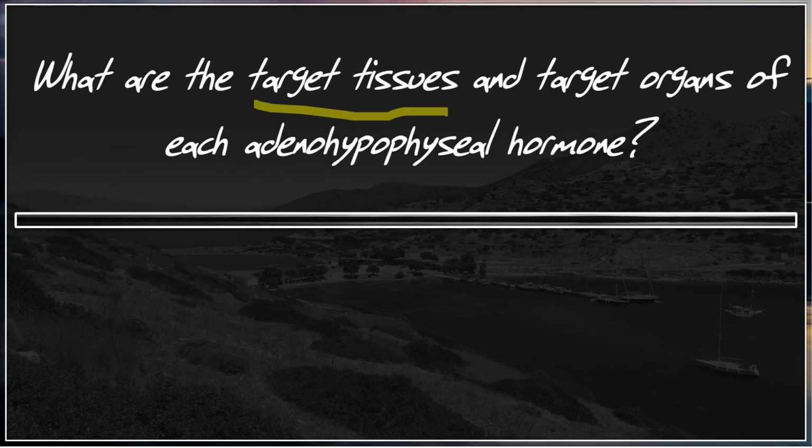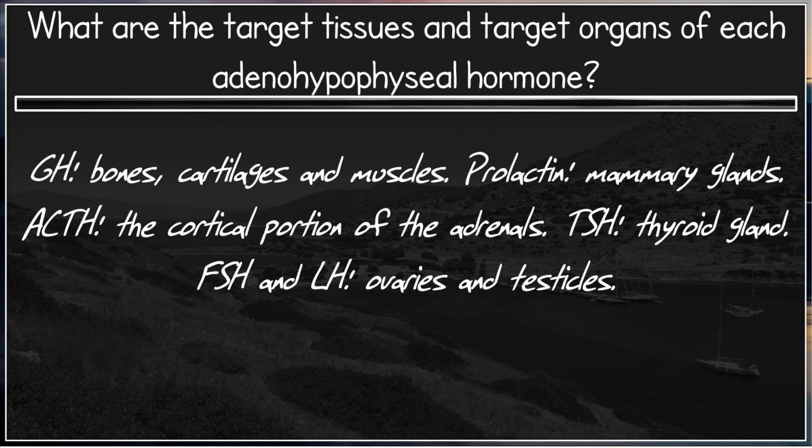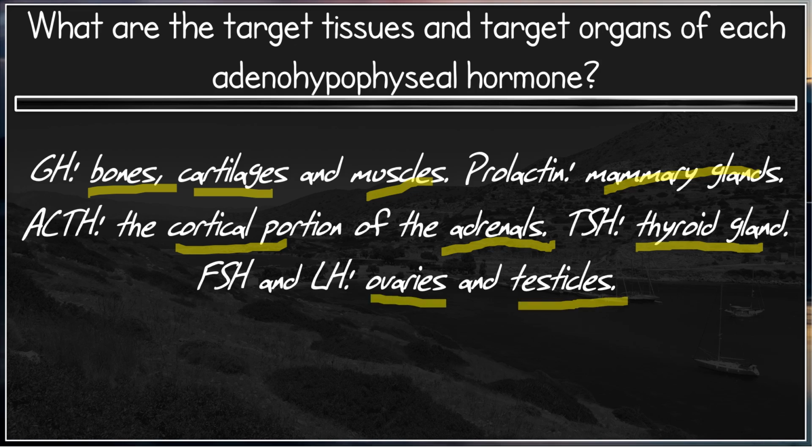What are the target tissues, target organs of adenohypophyseal hormones? Growth hormone: bones, cartilage, muscles. Prolactin: mammary glands. ACTH: cortical portion of the adrenals. TSH: thyroid gland. Follicle stimulating hormone and luteinizing hormone: ovaries and testicles.